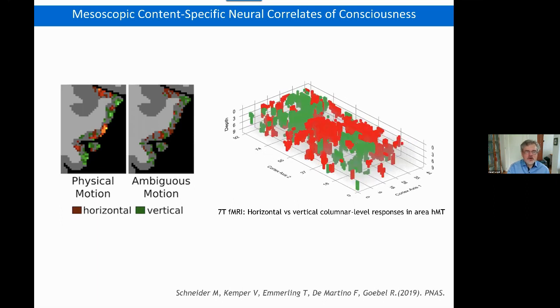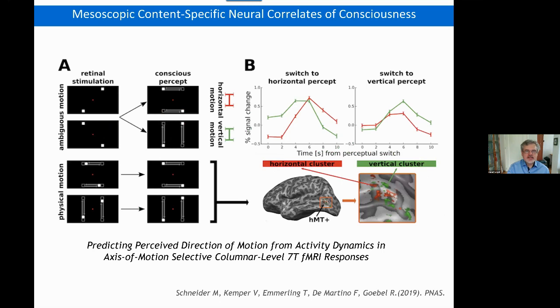More importantly, the motion effects indicated then when subjects perceive, indicated by button press, that they now perceive the ambiguous stimulus as horizontally moving, the vertical columns in MT ceased activity, while the horizontal clusters increased activity, and vice versa when the percept switched from horizontal to vertical motion.